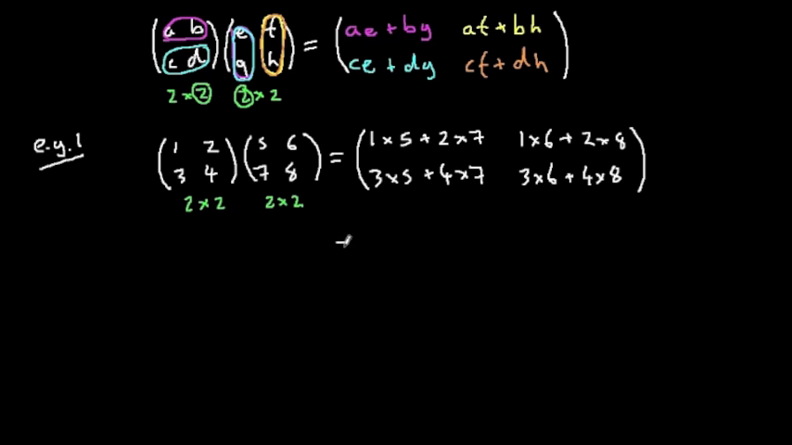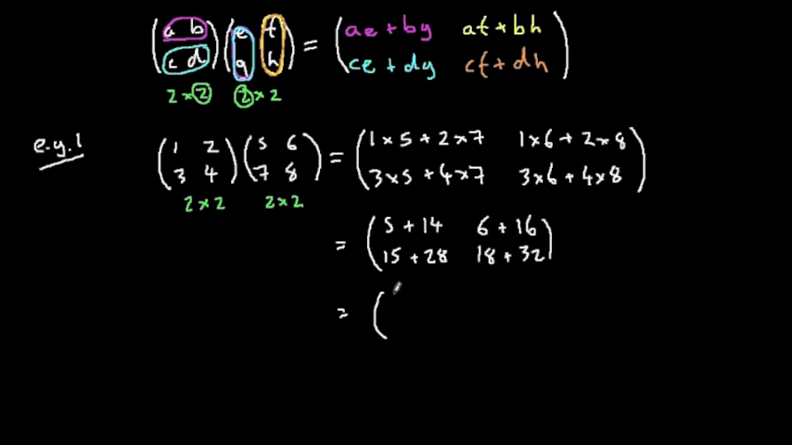Okay, now we have to just do the arithmetic. So 1 times 5 is 5, 2 times 7 is 14, 1 times 6 is 6, 2 times 8 is 16, 3 times 5 is 15, plus 4 times 7 is 28, 3 times 6 is 18, plus 4 times 8 is 32. Okay, so just evaluate those sums. We have 19, 22, what's that, 43, and that's 50. Okay. And that's the product of those two matrices.